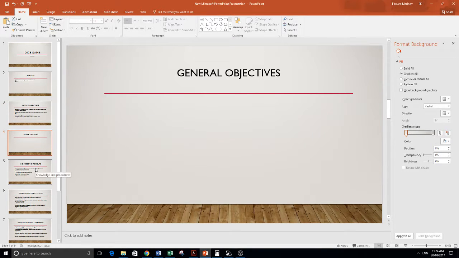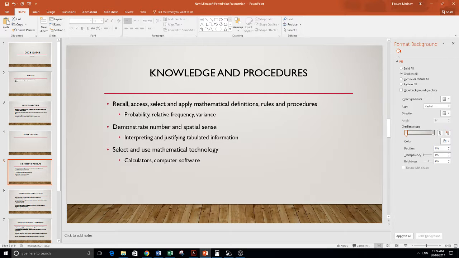Okay, so for our general objectives, we'll start off with knowledge and procedures. So recall, access, select, and apply mathematical definitions, rules, and procedures. So we did that in the form of probability, calculating relative frequencies and variances. Demonstrate number and spatial sense. So we interpreted and justified the information that we produced in our tables.